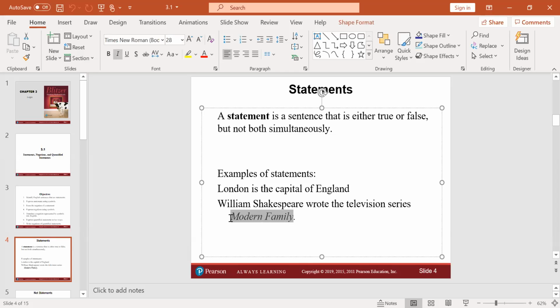Let's make it more fun. William Shakespeare wrote the television series Game of Thrones. No, it was written by a couple of hacks who ruined the last couple seasons of that show. But the books were written by George R.R. Martin. Is that a statement? Yeah, I'm making some kind of claim, or I'm trying to say something is a fact. It's not a true statement, though. It's clearly a false statement.